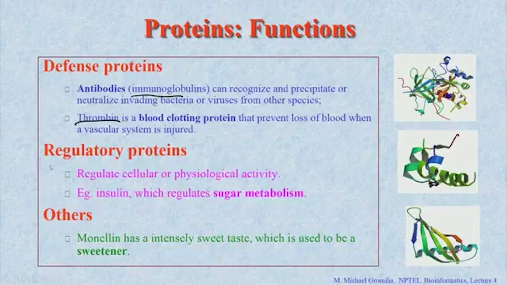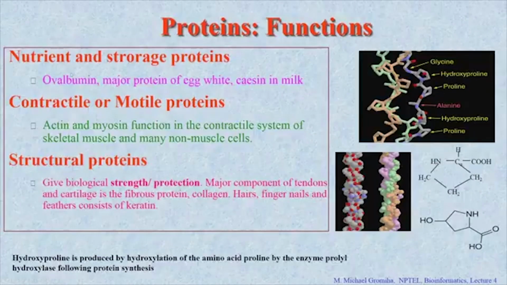in the vascular system, right. Then there are some proteins acting as regulatory proteins, right, which regulate the cellular and physiological activity. For example, insulin, right, this is a very well known example. So it regulates the sugar metabolism. So if you are having diabetes, you need to have insulin, right. So this is the one which regulates the cellular physiological activity. And a lot of other proteins have different functions. One example is monellin, a protein which is also used as a sweetener, right, it is safe.